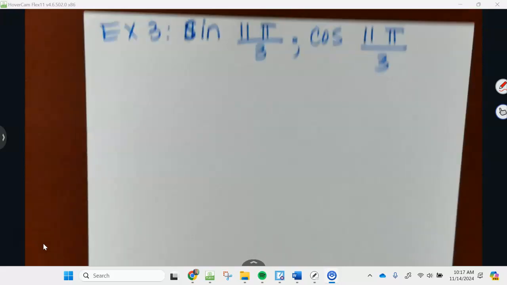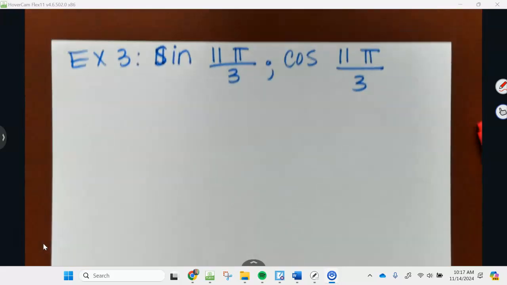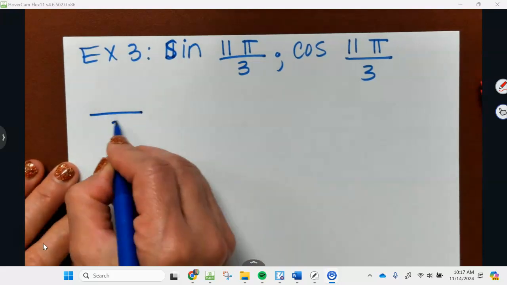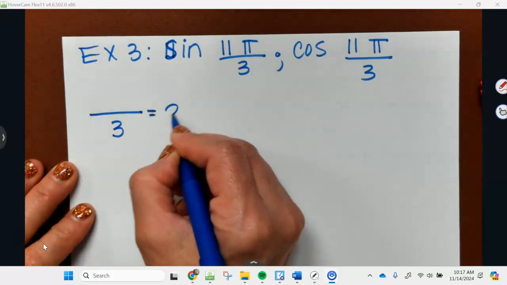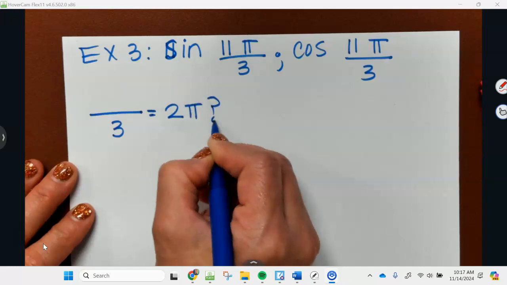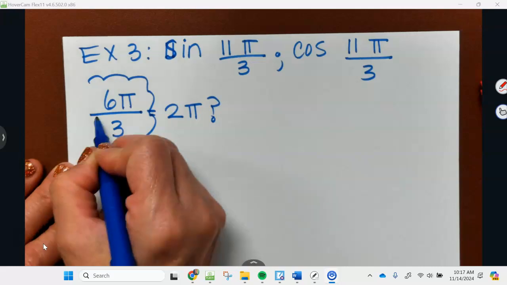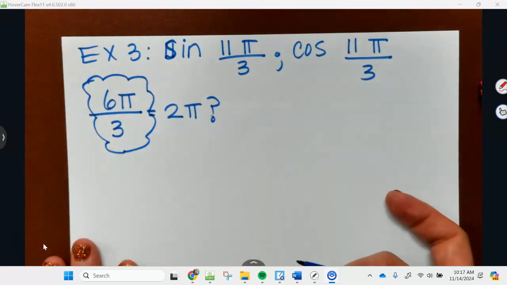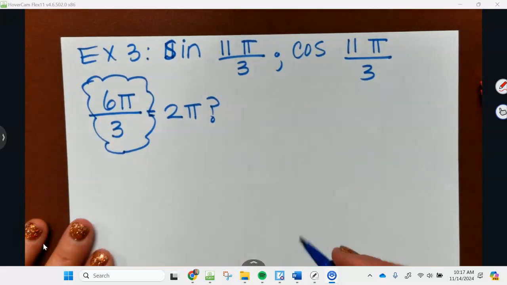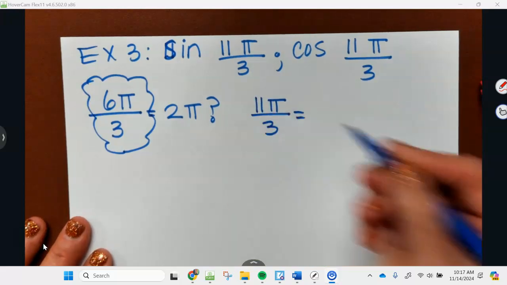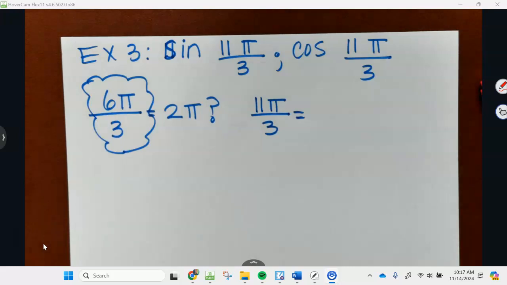All right, our denominator is 3, y'all. So what divided by 3 equals 2 pi? There you go. That's how we're going to build our equation. All right, let's start building it. Let's write 11 pi over 3 over here on the left side of the equal sign. And then let's start doing our thing.